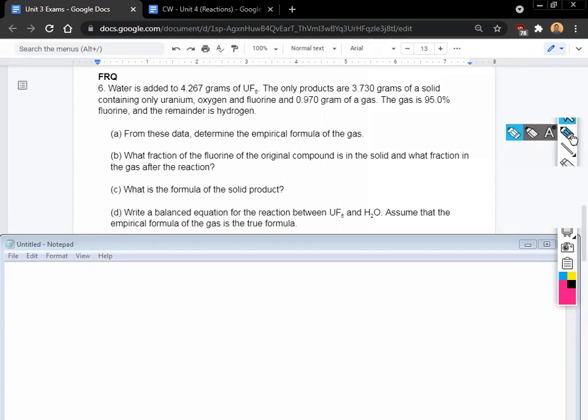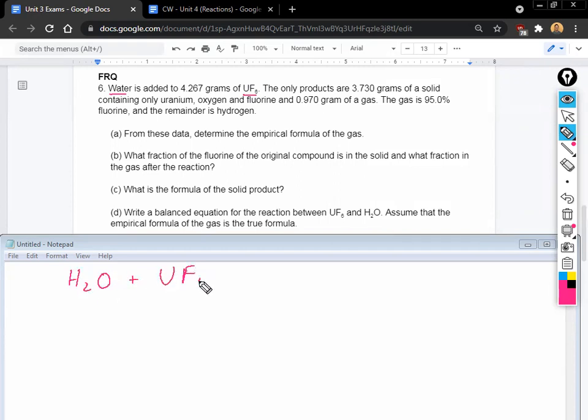Okay, so let's look at number 6. If you take a look at it, the reactants for this equation should be pretty easy to find, right? It's just water and UF6. So we know for this chemical equation, you're gonna start off with H2O, or water, and UF6. That's the information that we have right now.